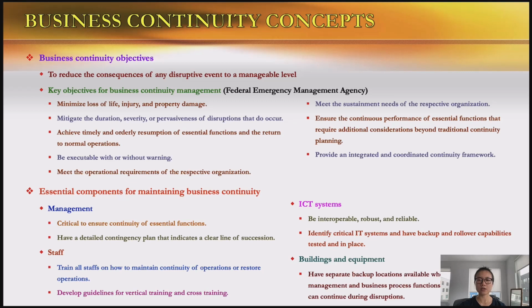Therefore, an organization should identify critical IT systems and have backup and rollover capabilities tested and in place. The final component includes the buildings where essential functions are performed. Organizations should have separate backup locations available where management and business process functions can continue during disruptions that disable the primary facility in some way. The component also covers essential equipment and utilities.